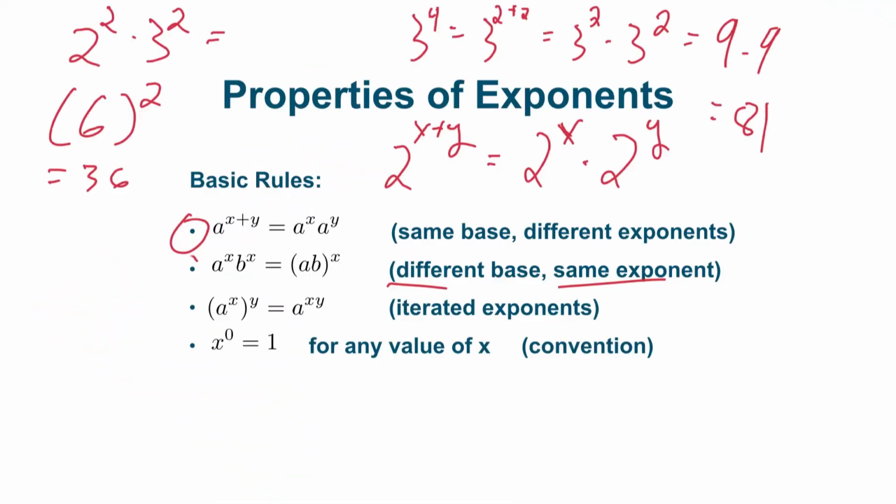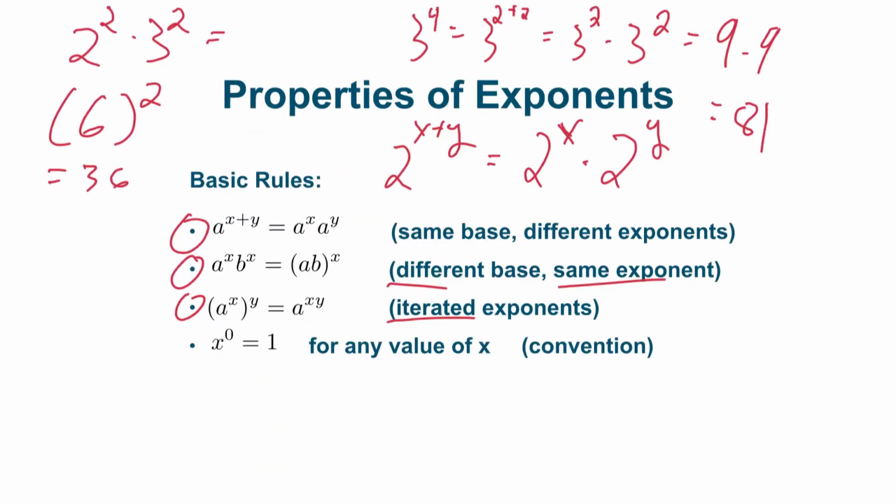Another important property is what happens when you iterate exponents. Or another way of saying this is, I exponentiate once, and then I take the result and I exponentiate again. Is there a simple way to deal with this? And the answer is yes. Instead of doing one exponentiation and then another one, I can actually just multiply the exponents and do one exponentiation.